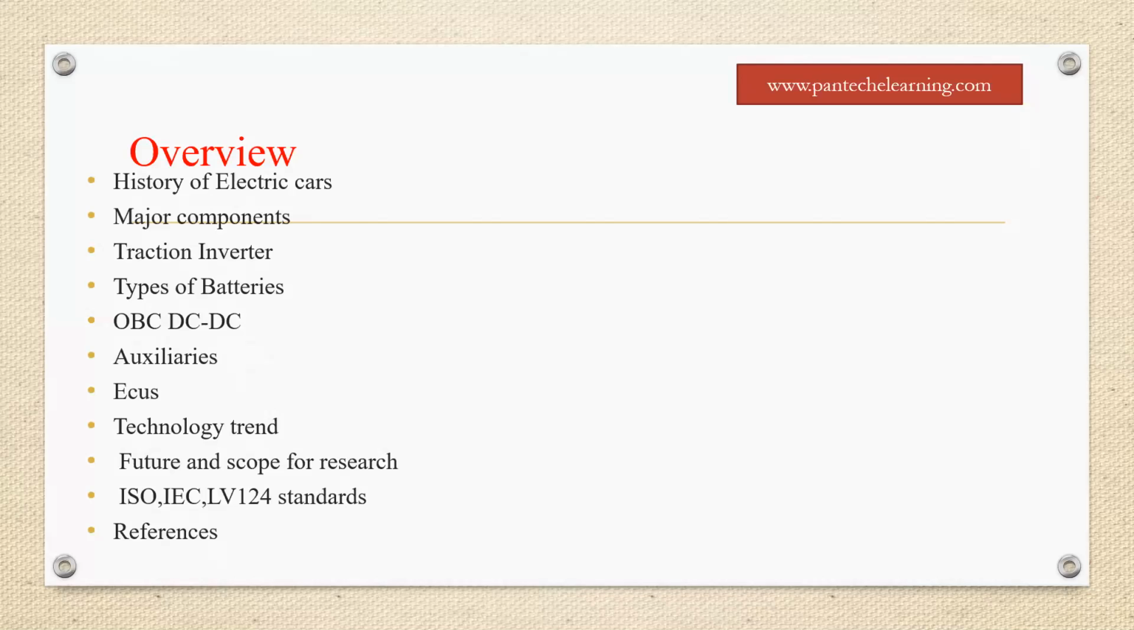Here, we need to implement an onboard charger and DC converter topology, and what are the auxiliaries, ECAS, and in the present situation, what technology trend is going on, and the future and scope in this particular area. For research purposes we will discuss, and what standards you need to follow, IEC and ISO standards, and LV124 standards we will discuss, and we will give some references also.